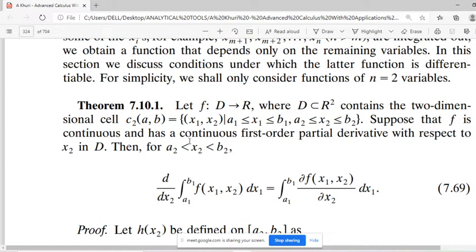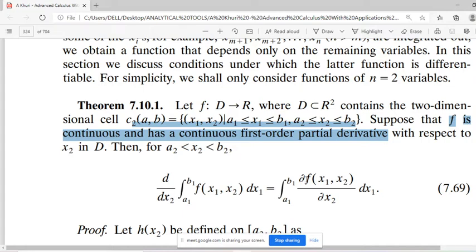Suppose that f is continuous and has continuous first order partial derivatives. So this is the basic requirement for the interchange of integration and differentiation. What is the condition? f is continuous and has continuous first order partial derivative. So that is a minimal requirement for the interchange of integration and differentiation with respect to x2. Suppose that f is continuous and has continuous first order partial derivatives with respect to x2 in D, then for a2 less than x2 less than b2, we can see that d by dx2 of the integral from a1 to b1 of f of x1 comma x2 dx1 equals the integral from a1 to b1, then differentiation comes, dou f of x1, x2 by dou x2 dx1.